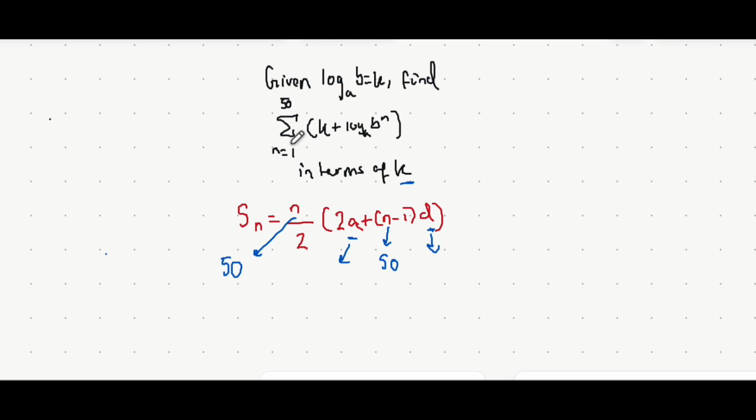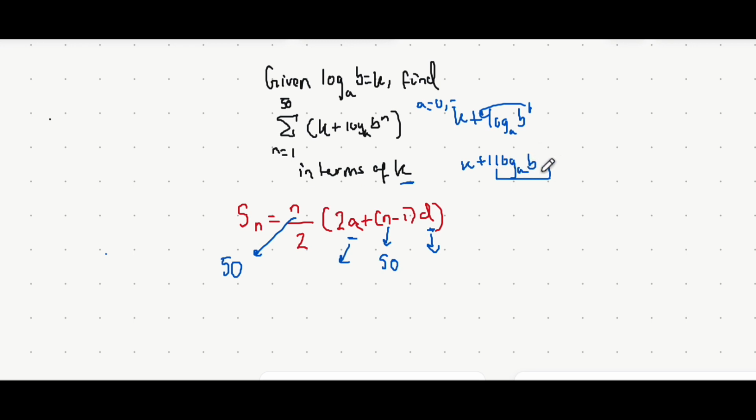The first term is what you get when you put n equals 1 into this sequence. So let's do that. So we have k plus log base a of b to the power of 1 when you replace n with 1. So I'm just going to write a, the first term, is what you get when you put 1 into the sequence. Great. Now what we know about logarithms is the power rule, we can bring the power forward as a coefficient. So we can rewrite this as k plus 1 log base a of b.